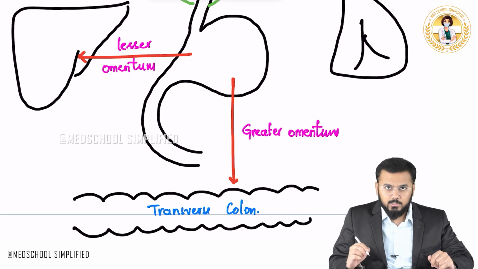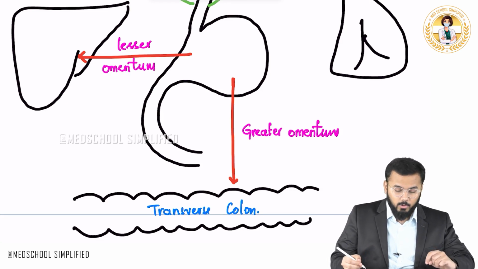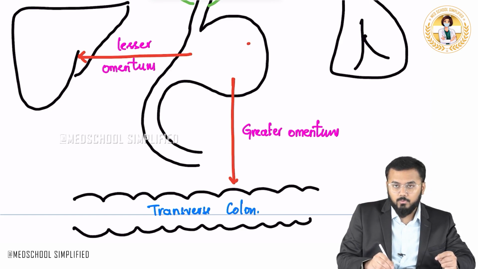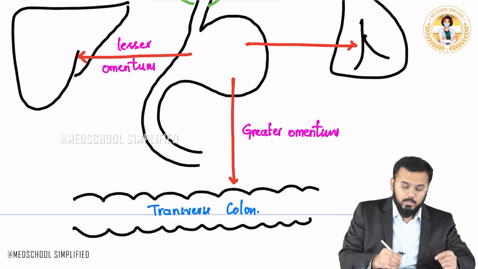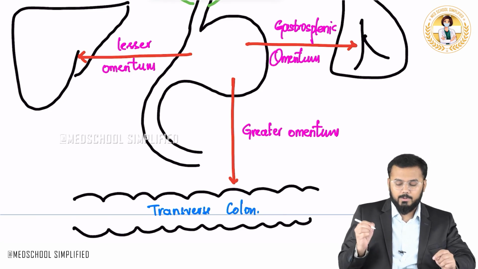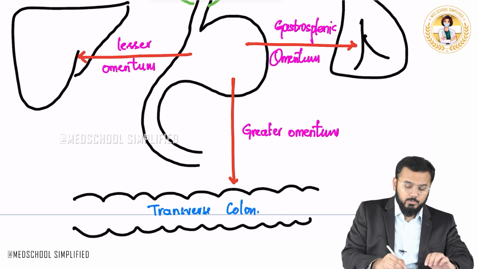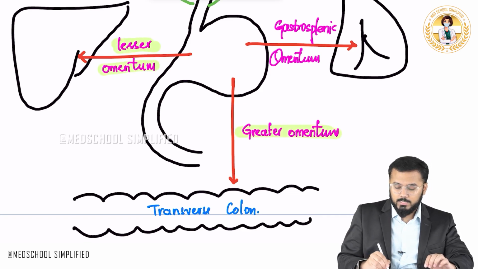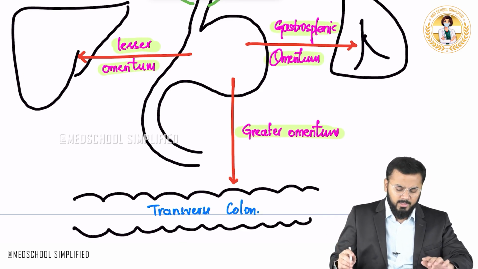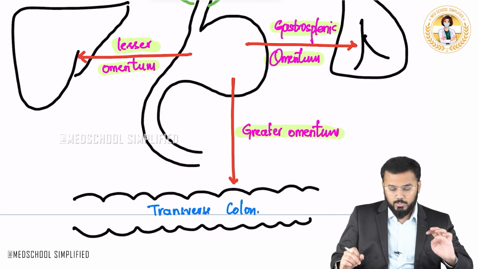So greater omentum is finished, lesser omentum is finished, and the third one is gastrosplenic omentum. The name itself says that it is attached all the way from the stomach. There is a fold of peritoneum between the stomach and the spleen. So this is called as gastrosplenic omentum. So we have got three important types of omentum over here: the lesser omentum, the greater omentum, and the gastrosplenic omentum.